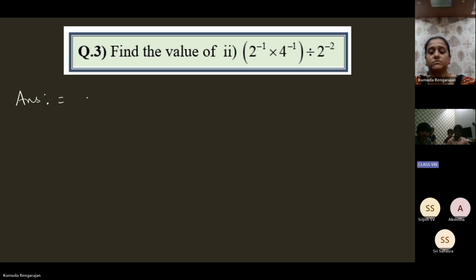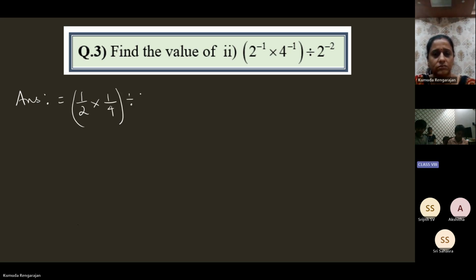Ma'am, is the answer 1 by 2? Okay, read out your steps. Ma'am, 2 to the power minus 1 into 4 to the power minus 1 divided by 2 to the power minus 2, which is equal to 1 by 2 into 1 by 4 divided by 2 to the power minus 2.